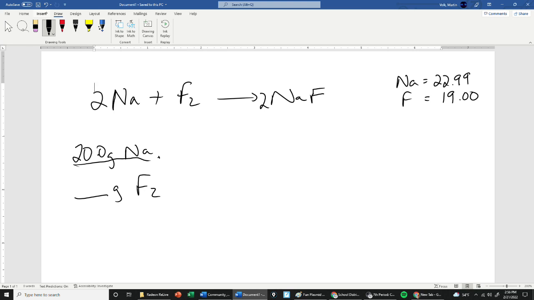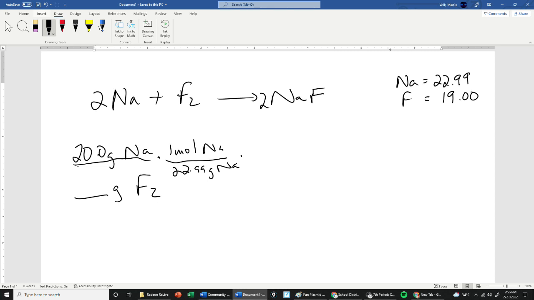We multiply that by a conversion factor for the molar mass. So the way that works is the 1 mole of sodium goes on top. And I'm actually going to write the Na up there. And the molar mass of sodium goes on the bottom. Now we ignore the 2 here, we just look at the molar mass of 1 sodium atom, which is 22.99 grams of sodium.